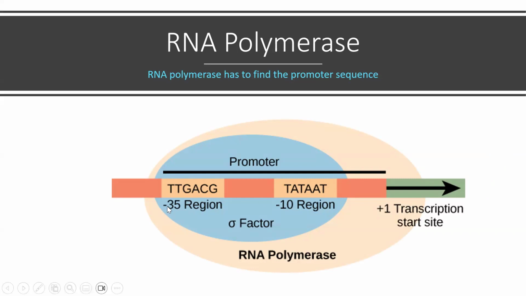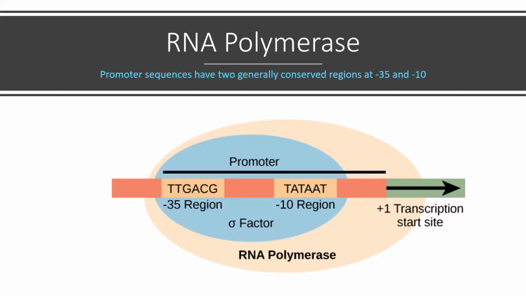And they are, in bacteria in particular, which is what I'm going to discuss here, these -35 regions and these -10 regions. So the sigma factor is going to be part of your RNA polymerase. It's going to be looking for these different sequences that are going to be upstream of the transcription start site. So the sigma factor is going to actually bind to that -35 region of the promoter.